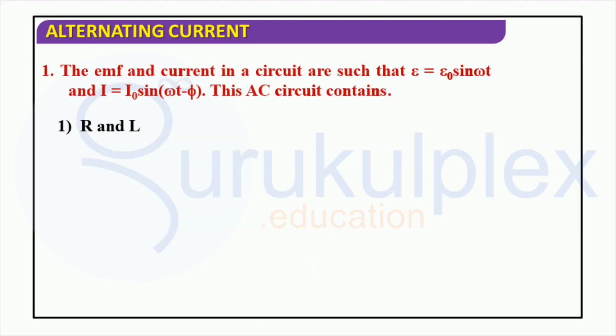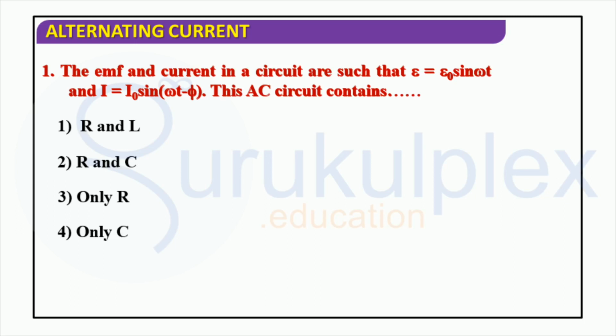An AC circuit consists of possible components: resistor, capacitor, and inductor. The EMF equation is expressed as E equals E0 sin omega t, while the current equation is presented as I equals I0 sin omega t. In a circuit involving resistance, capacitor, inductor or a combination of the three, this allows for varying the current and EMF.